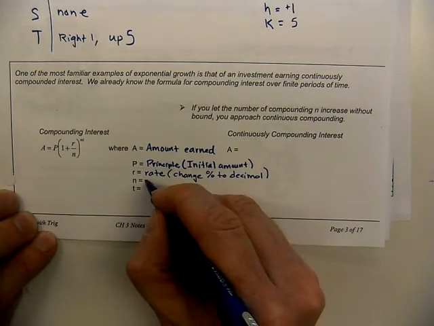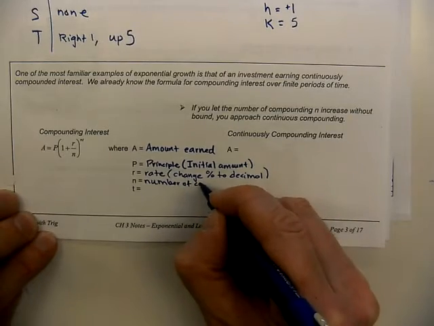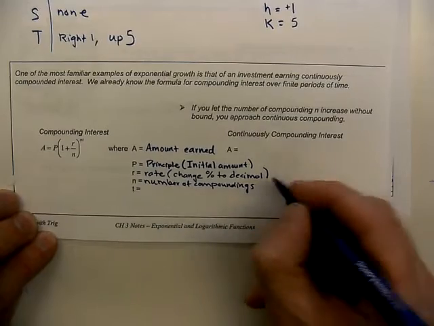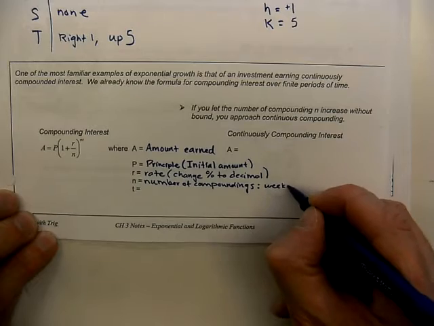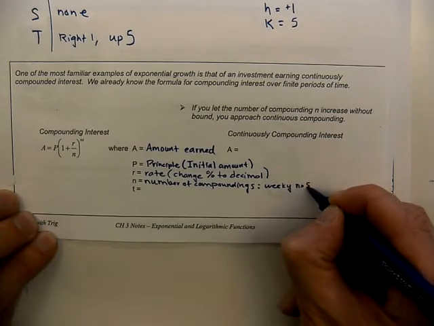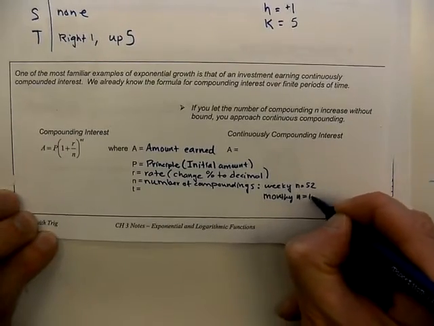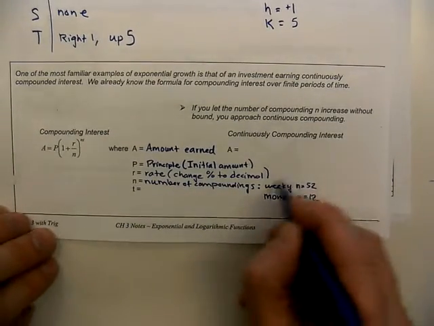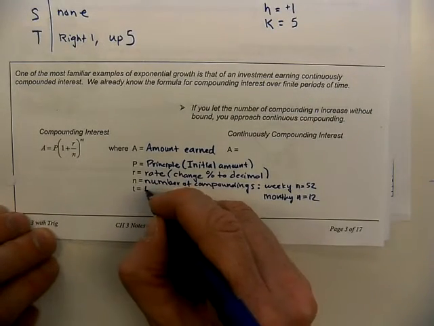N stands for the number of compoundings per year. All right, number of compoundings. For example, if you wanted weekly, right? Well, that means you would have N equals 52. If you wanted monthly, right, you would have 12, and so on. If you had quarterly, that would be 4. Daily, that'd be 365. That's how many times you are applying the growth in each year. And then time is the number of years.